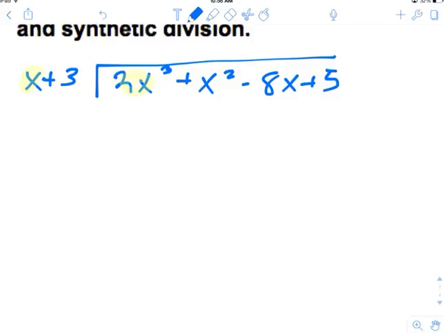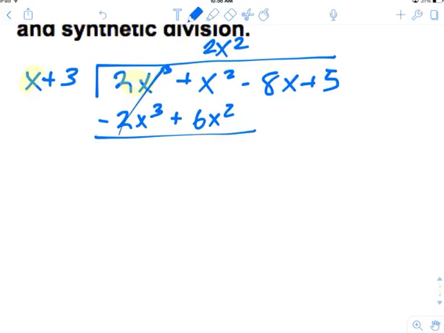X goes into 2x to the third, is divided in, and what I get is 2x squared. 2x squared is multiplied by x plus 3, so that's 2x cubed plus 6x squared, and then subtracted from my problem. So my first terms cancel, and I get x squared minus 6x squared is negative 5x squared. I bring down the next term, minus 8x, and I divide again.